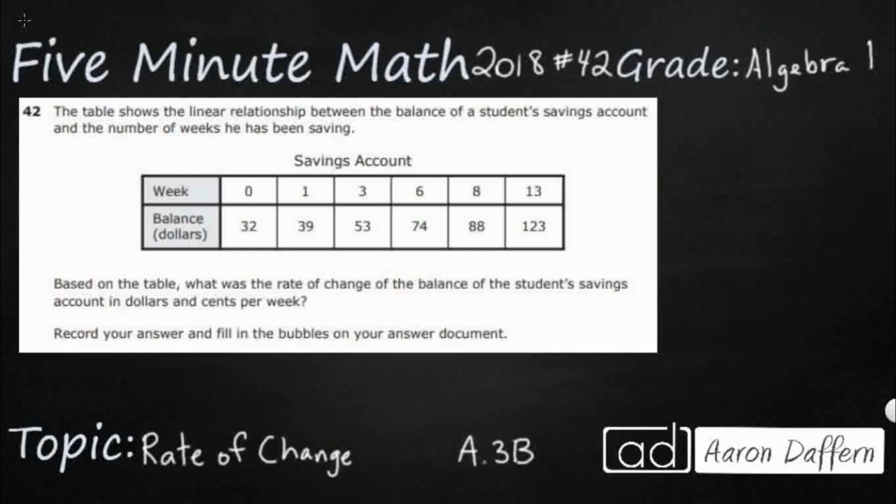Today we are looking at the Algebra 1 concept of rate of change. This is standard A.3B in the great state of Texas, and we are using item number 42 off the 2018 released STAAR test. If you haven't done so already, please go ahead and take a moment to pause the video, work this problem out on your own, unpause it, and we will look at our answers together.